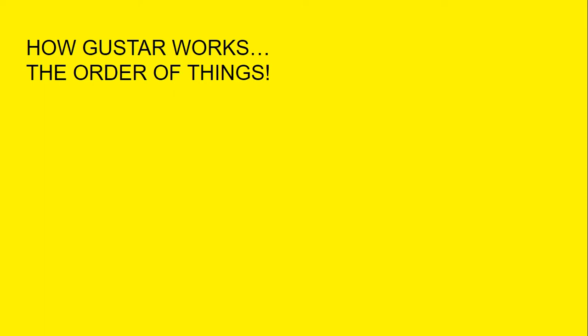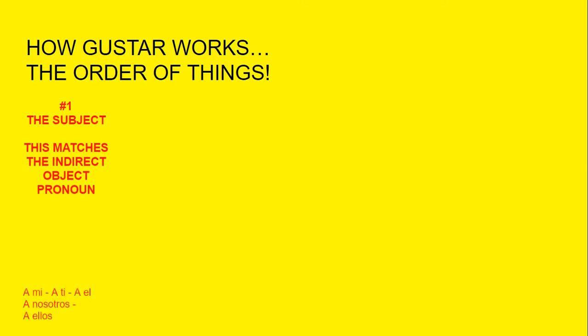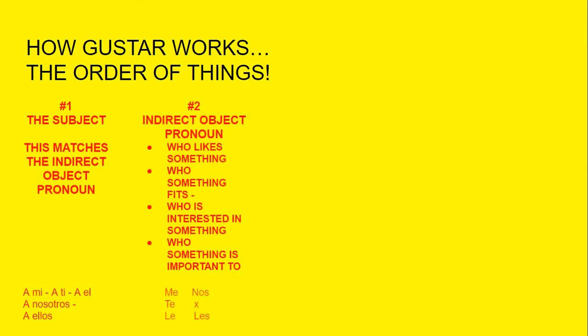How gustar works in the order of things. So here we go. First, you have to have the subject, and this is going to match the indirect object pronoun. The subject is like a mí, a ti, a él, a nosotros, a ellos. And the indirect object pronoun can tell me who likes something, who something fits, who is interested in something, who something is important to. So these have to do with me, te, le, nos, les.